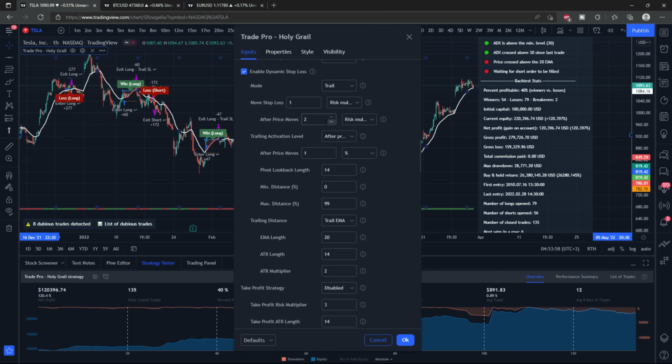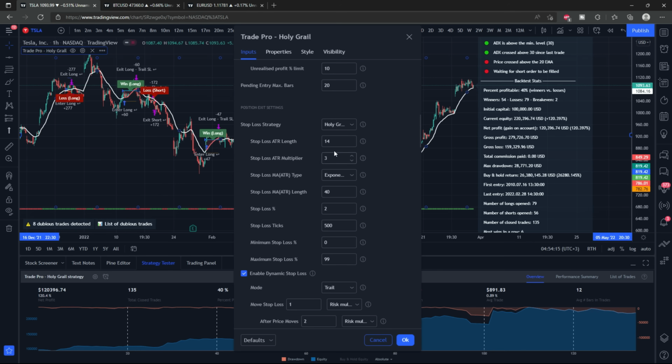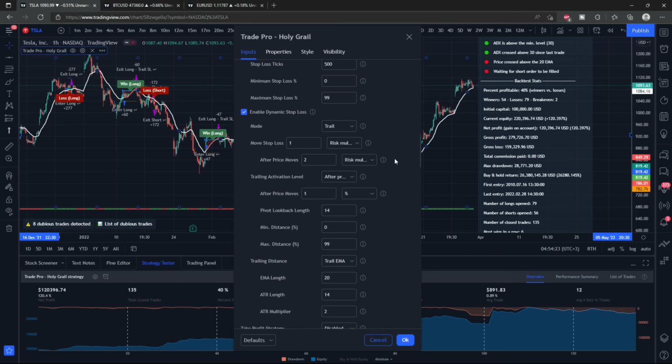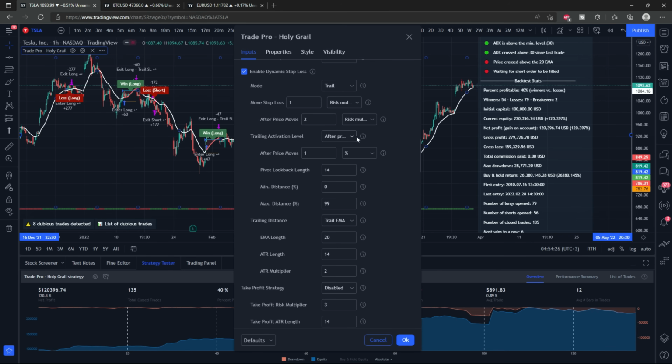The next thing we have is the trailing activation level. So this determines when the trailing stop is actually going to be active. When does it start trailing the stop loss? After what condition does that stop loss start trailing and move from its original placement as determined by up here? Originally, when the trade is first opened, the stop loss will be placed based on these parameters up here. And this is going to determine when it's going to start trailing the stop loss.